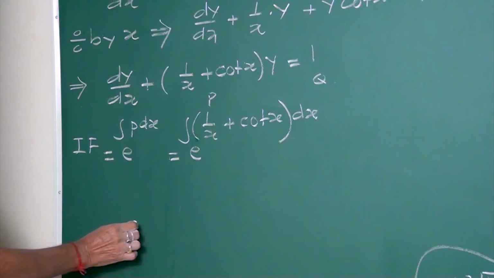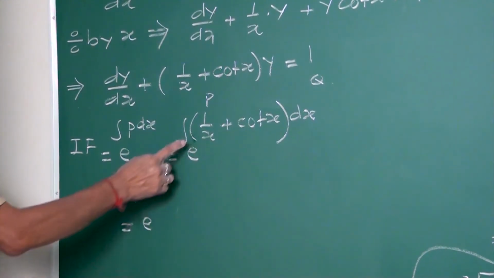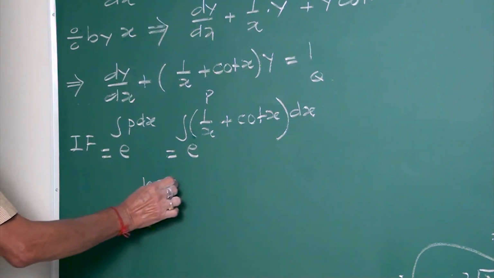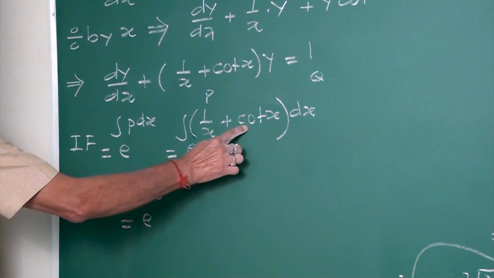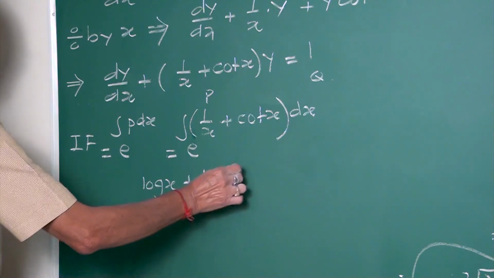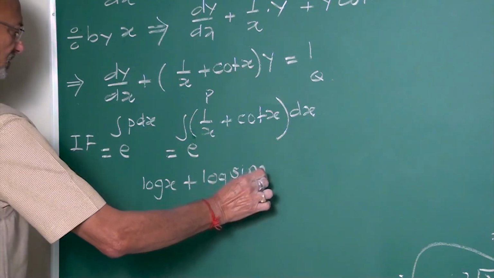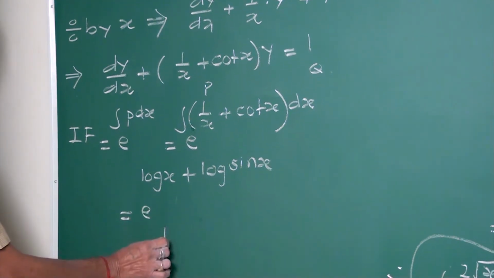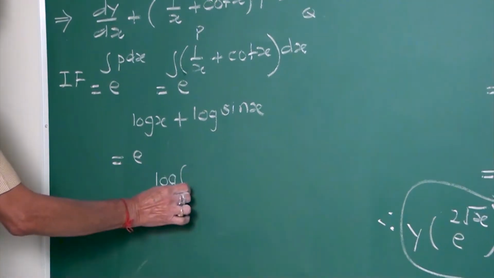Tell me, friends, this is e to the power integral of 1/x, which is log x, plus integral of cot x, which is log sin x. All these you must know by heart. Log x plus log sin x: plus means product. So e to the power log of the product.